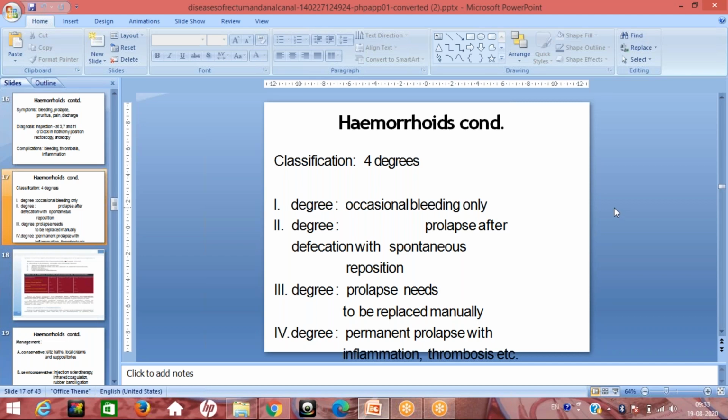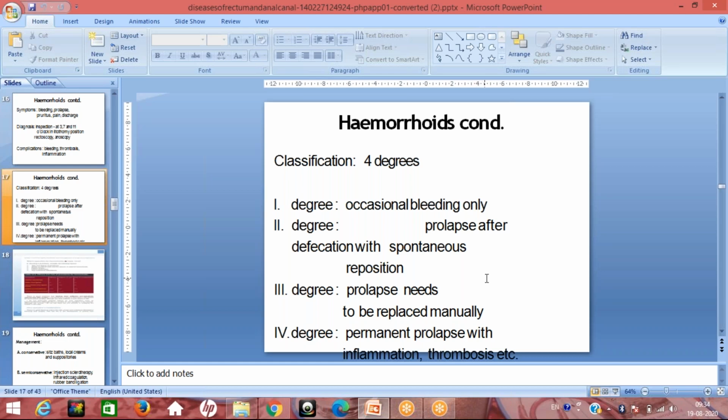The classification of internal hemorrhoids: 4 degrees. First degree, only bleeding. In second degree, they prolapse after defecation, and then spontaneously they are repositioned. Third degree, the prolapsed hemorrhoids need to be replaced manually. They don't go back spontaneously. Fourth degree, they are permanently prolapsed.